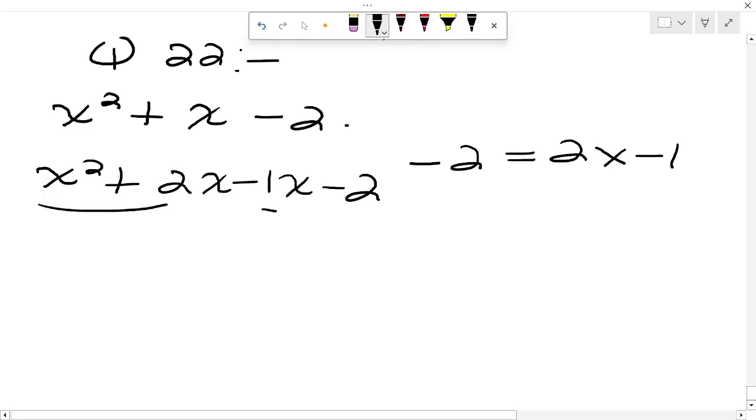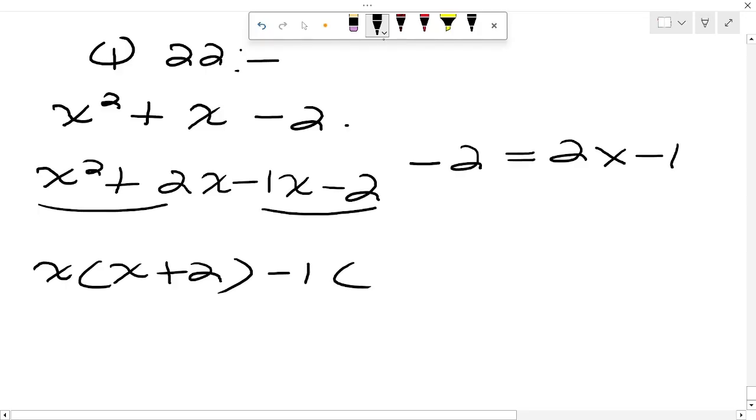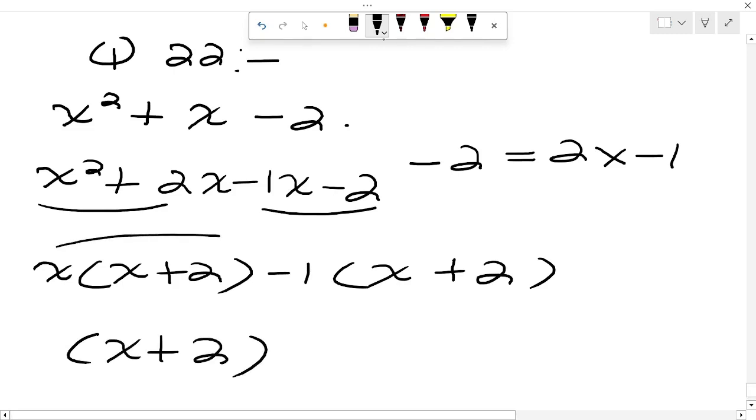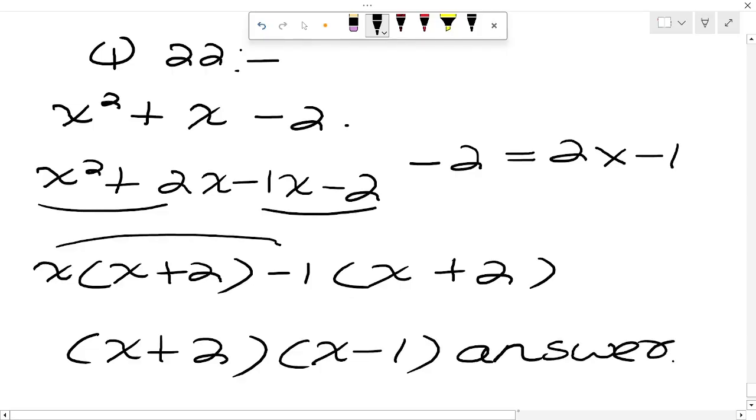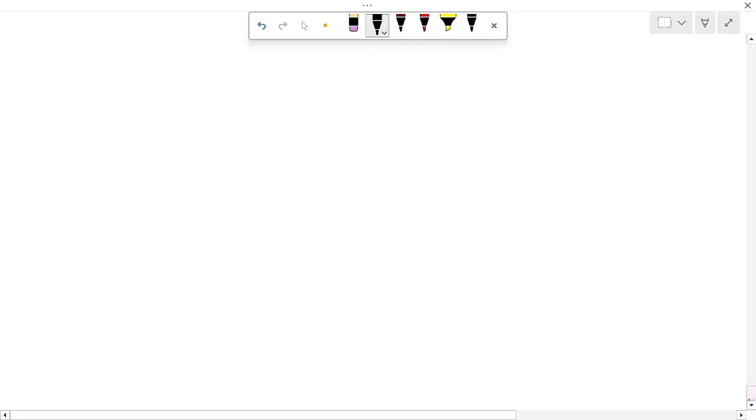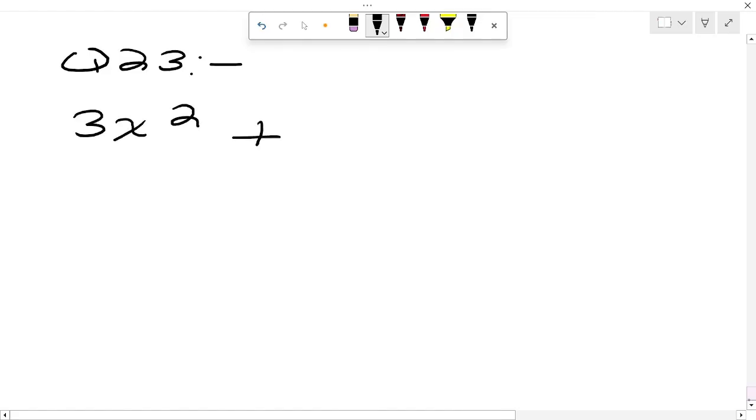So we have 4 terms, and x square and 2x, the common between these two is x, so x plus 2, and then we will have the answer of, so now we have found the factors, which is x plus 2, and the second is x and minus 1. So these are our factors. Now let's move on to question number 23. So I'll just write down the expression here. The expression is 3x square plus 11x plus 6.